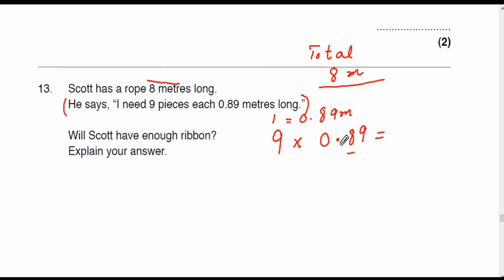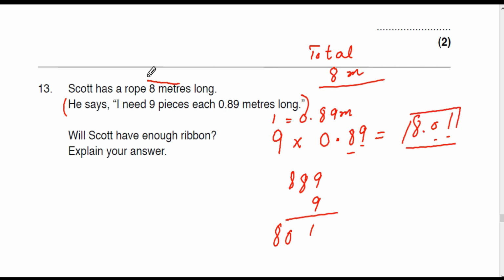So what we are going to do here, simply pick up your whole numbers, that is 89 times 9, and here you go, you have 81, 9 times 9, and 9 times 8 is 72, plus 8 will give you 80. So 801 is your multiplication answer. Now put your decimal from right to left after 2 digits. You have now 8.01 meters you need actually.